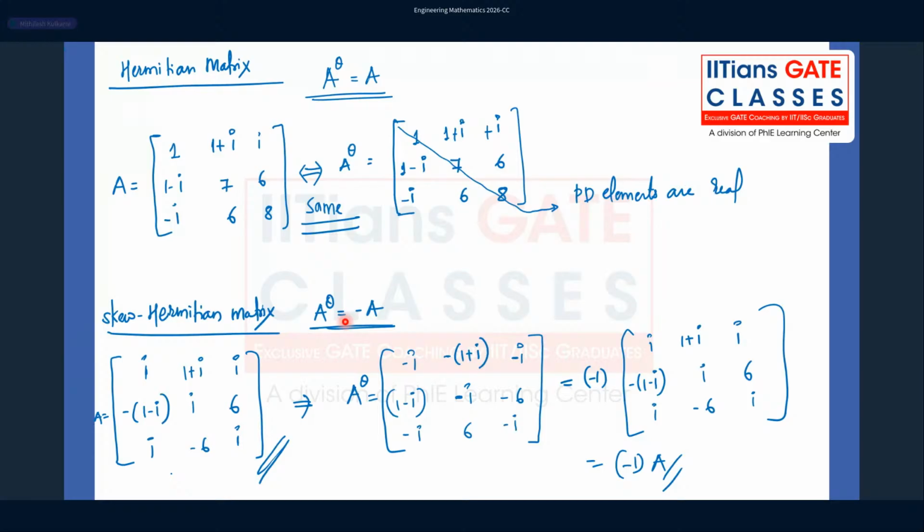Okay. Hermitian matrix is A to the power theta equal to A, and skew Hermitian matrix is A to the power theta equal to minus A. Okay, very similar to symmetric and skew symmetric.